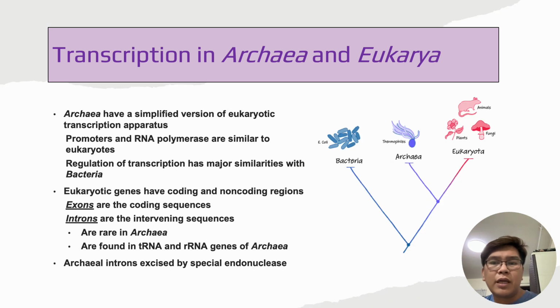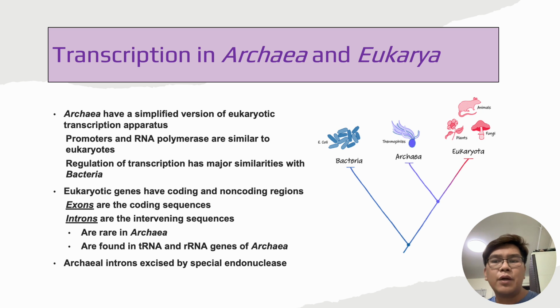The similarity in RNA polymerase between archaea and eukarya supports their close phylogenetic relationship. Archaea have a simplified version of eukaryotic transcription apparatus with promoters and RNA polymerase being similar to that of the eukaryotes. However, their regulation of transcription has major similarities with that of bacteria.